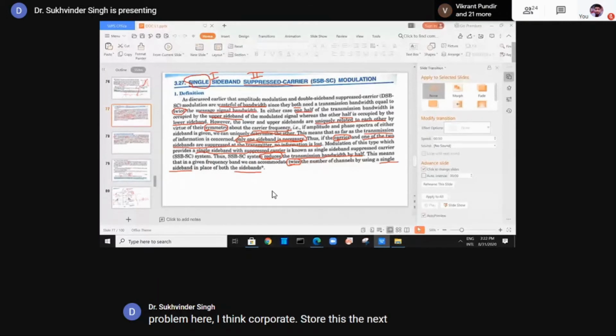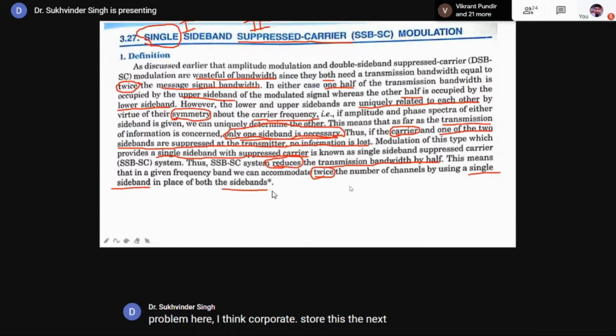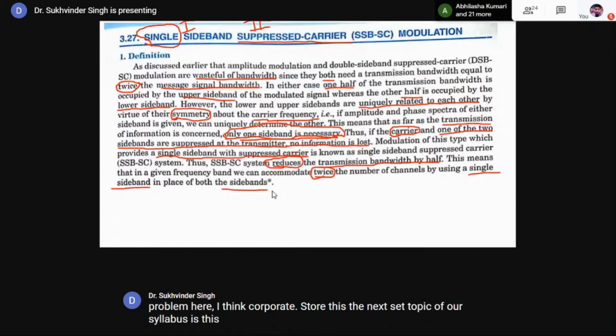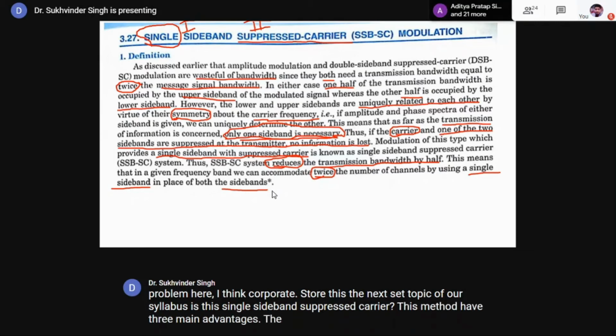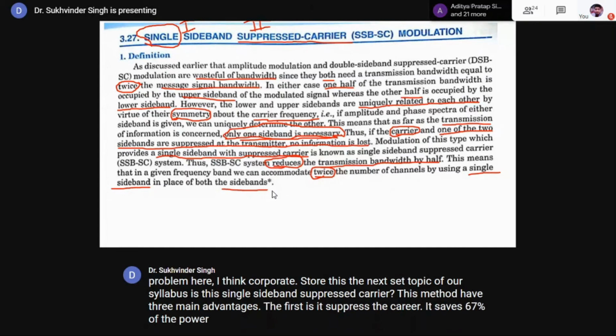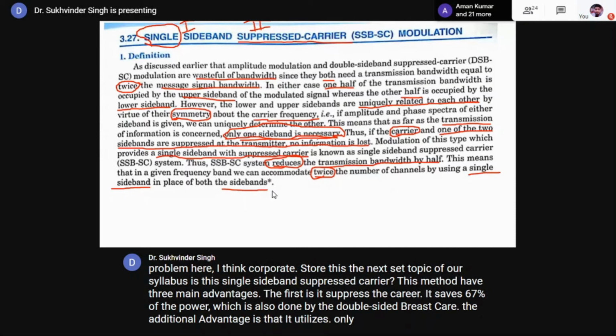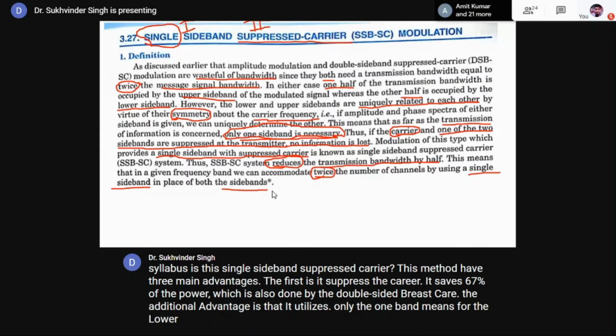This method has three main advantages. The first is that it suppresses the carrier, which saves 67% of the power, which is also done by the double sideband suppressed carrier. The additional advantage is that it utilizes only one band, which means either the upper sideband is used or the lower sideband is used.